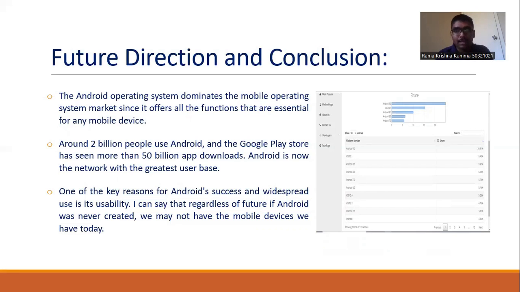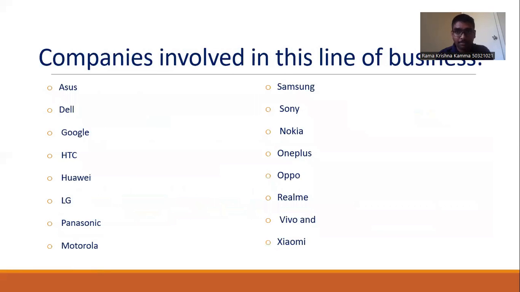That is sure. The cost of Android is also very low compared to other operating systems, which is also one of the reasons it became the most popular. Companies involved in this line of business include Dell, Google, HTC, Huawei, LG, Panasonic, Motorola, Vivo, Xiaomi, Realme, Oppo, OnePlus, Nokia, Sony, and Samsung.